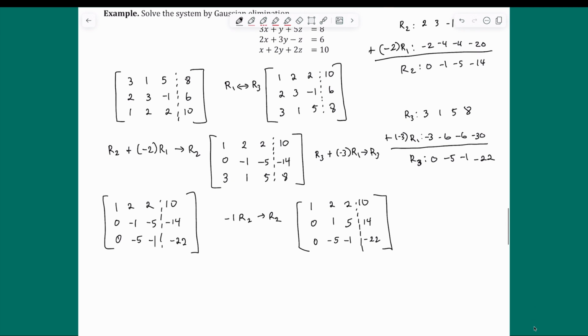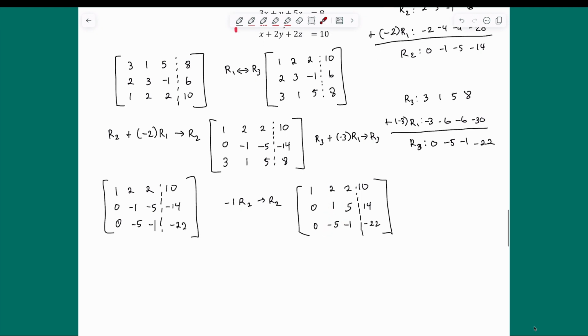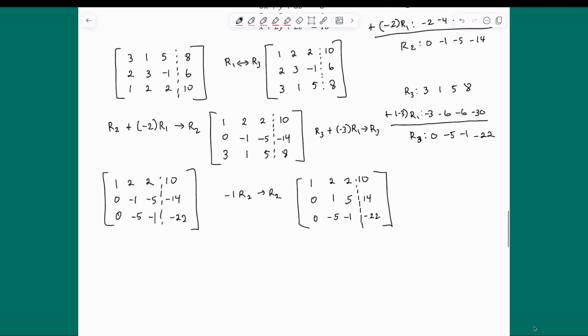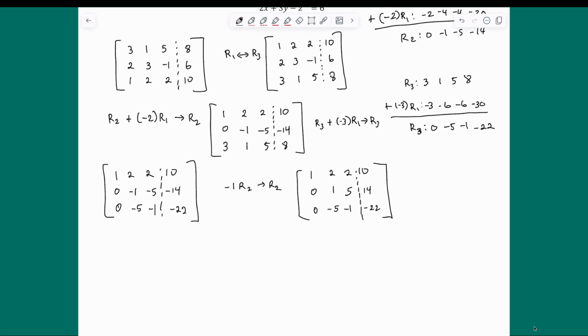Okay, so now we got the 1 like we wanted there. Now let's make this negative 5 here a 0. And to do that, we could use, let's see, the 1 here. So then we'll take this second row here, multiply by a positive 5, and add it to row 3. Okay, so we'll take row 3 and add 5 times row 2 to get a new row 3.